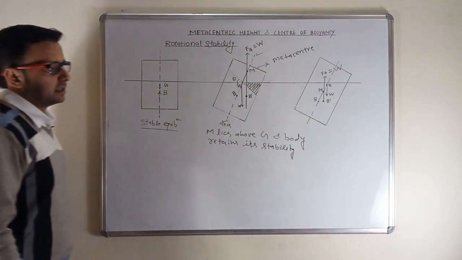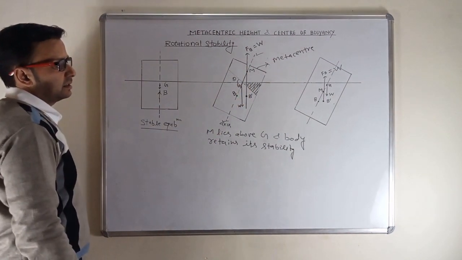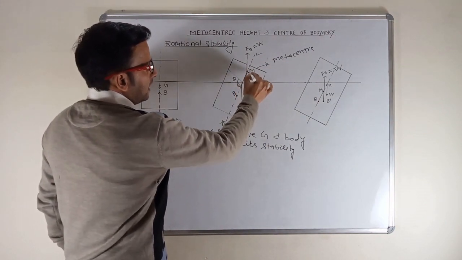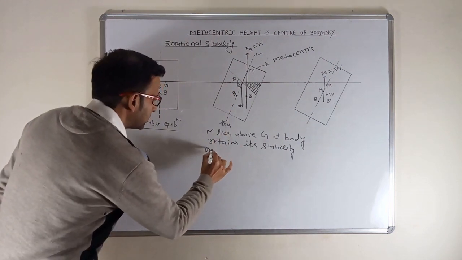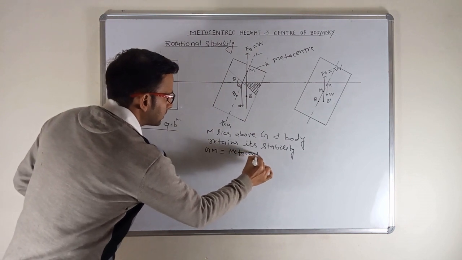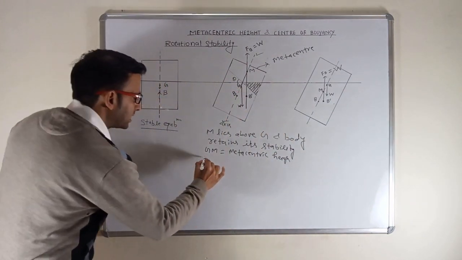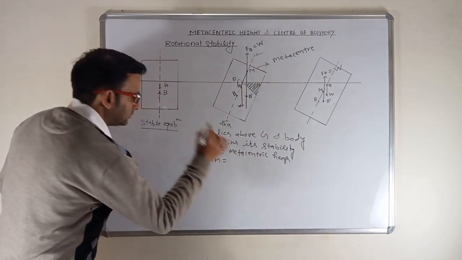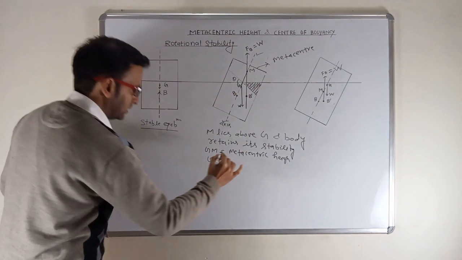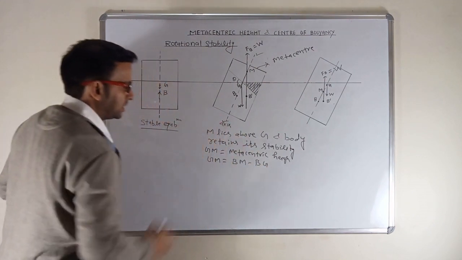Now what is the metacentric height? I have explained to you what the metacenter is. Now the question arises, what is the metacentric height? Metacentric height is the distance between the center of gravity G and the metacenter M. So GM is the metacentric height. How to calculate metacentric height? By the figure it is clear. GM is equal to BM minus BG.